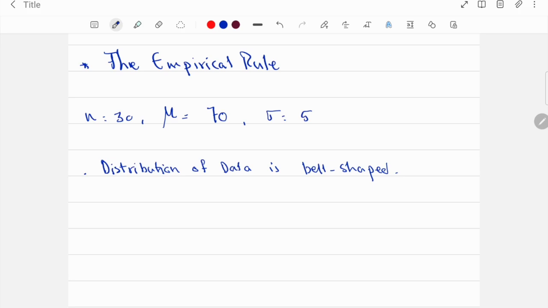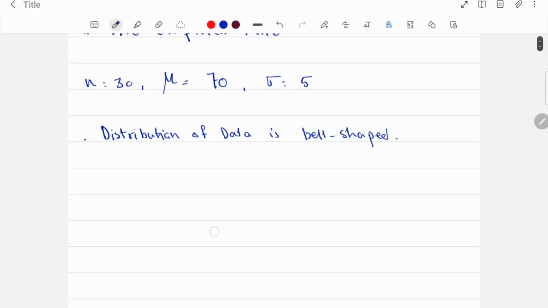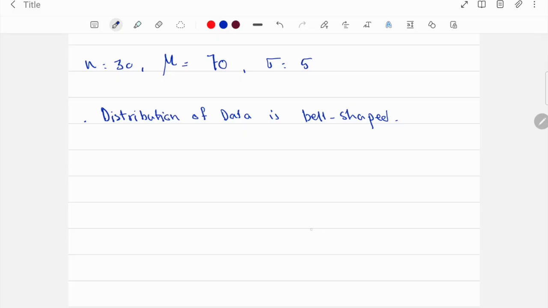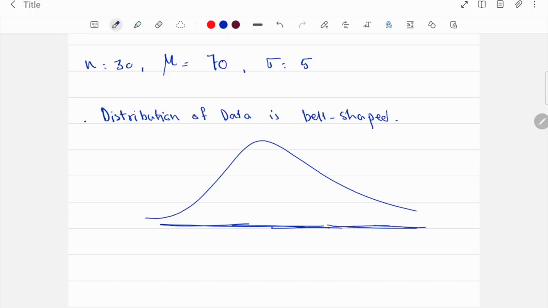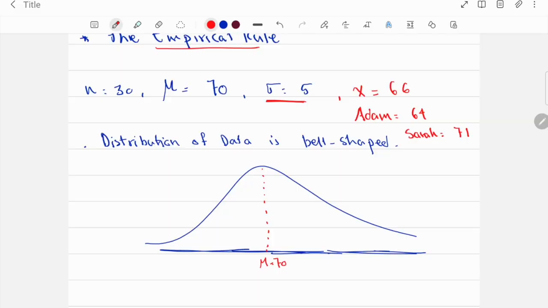Now, you built some curiosity here, and you wanted to know how the bell shape looked. So, what did you do first? You said, okay, let me draw the bell shape. Because if you have a bell shape, that means the mean is going to center the values, right? So the mean mu is going to be here, 70. You want to see where your grades are in that distribution. What does the empirical rule say?